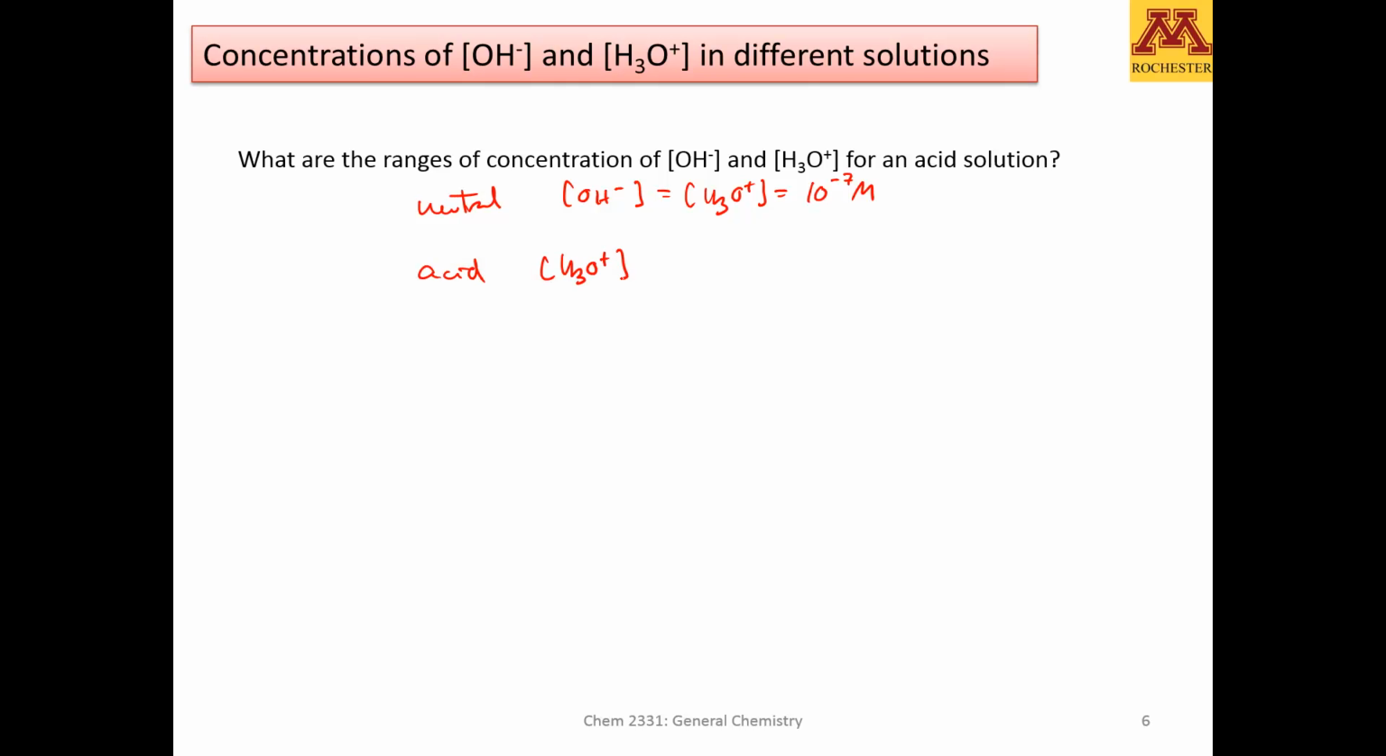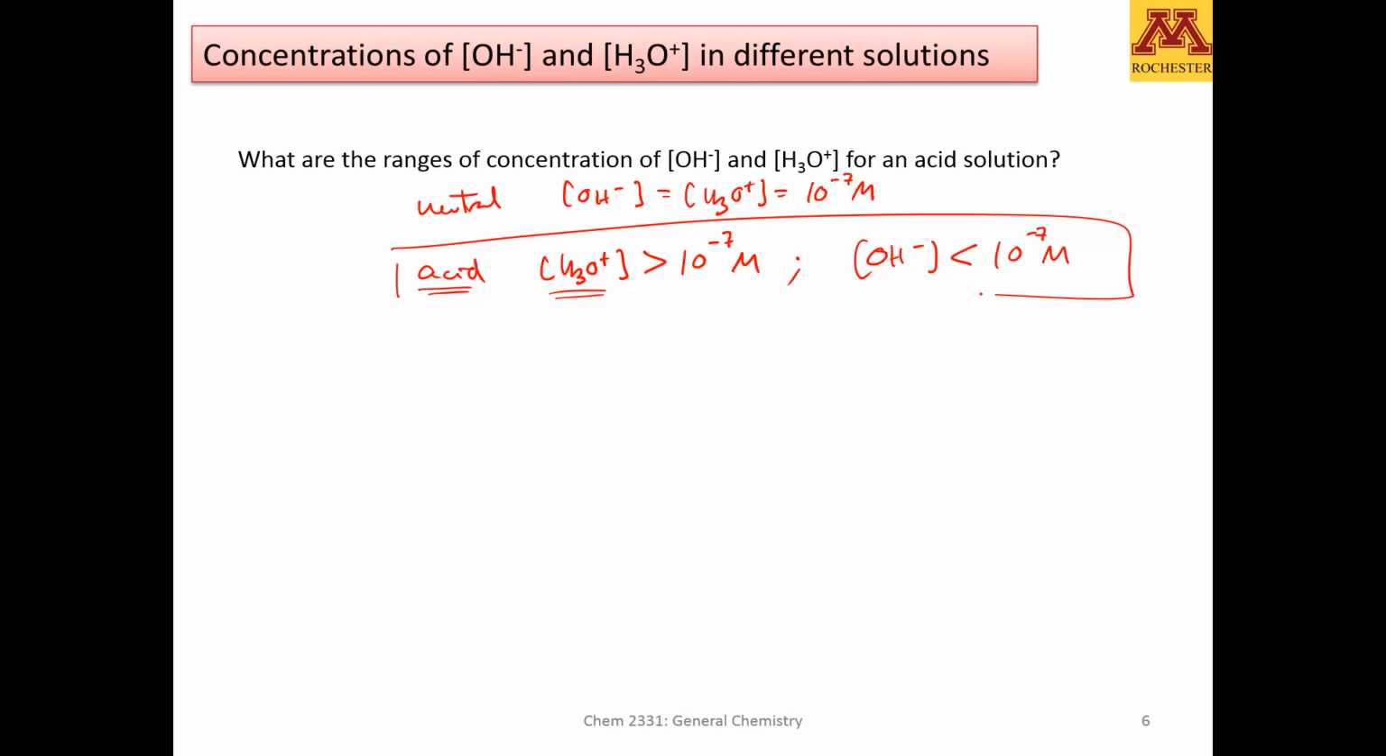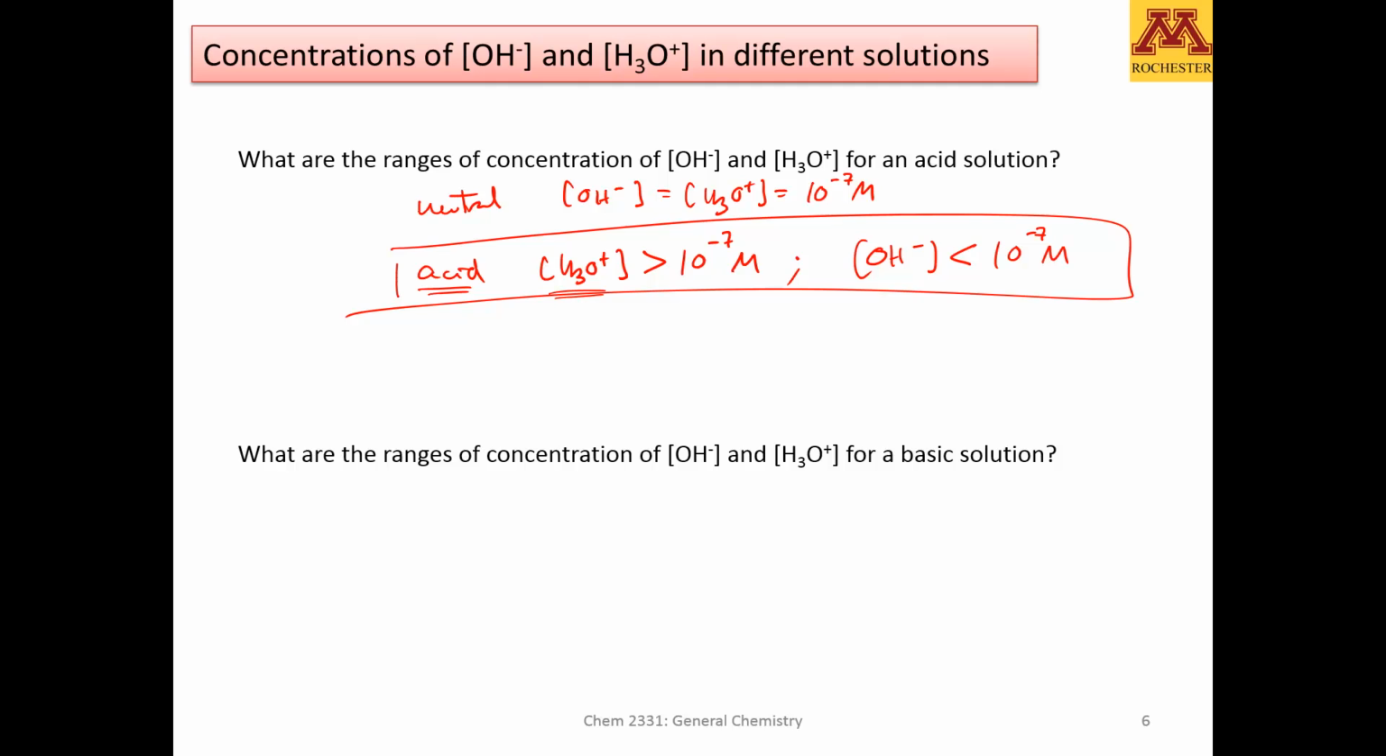Notice that when it's acid, your H3O plus has to be more than when it's neutral, because you have added some acid. So it has to be more than the pure water. We have added some acid, that's why it's an acidic solution. If we have added some acid, it means that the concentration of H3O plus has to be larger, and therefore if this one increases, OH negative has to decrease, so that the product of them is still 10 to the negative 14. So this is the range for H3O plus and OH negative for an acidic solution.